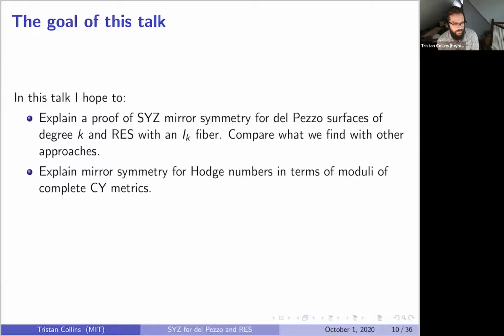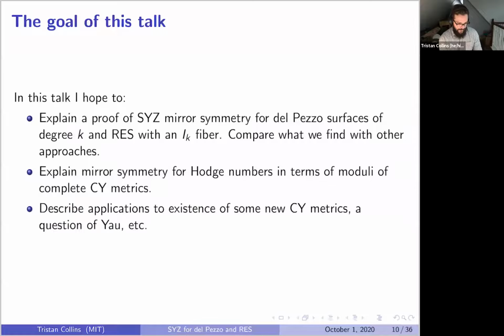I want to explain a differential geometric approach to defining the Hodge numbers in terms of moduli of complete Calabi-Yau metrics. And then along the way, there will be some applications to existence of some newish Calabi-Yau metrics, a question of Yau, and various other things which just happen to pop out along the way.